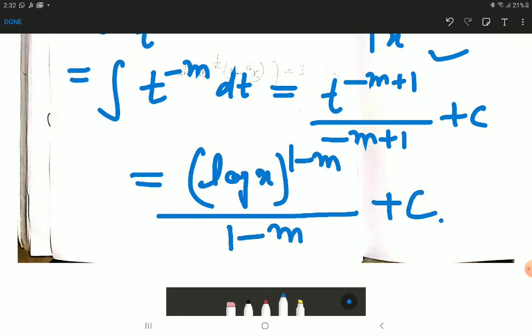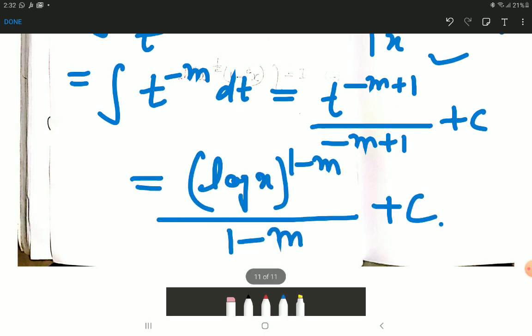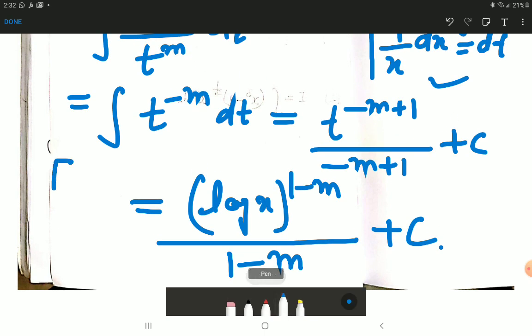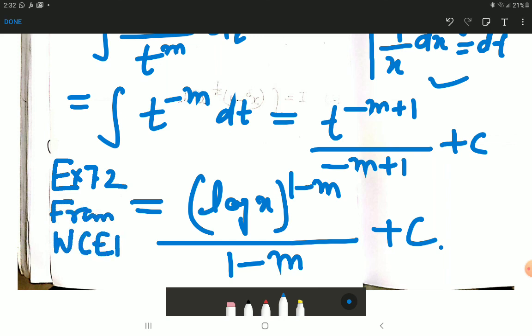So we have done a few examples also on substitution. Now you may try exercise 7.2 from the NCERT book. There you will find many questions as well as examples on integration using substitution. For more practice, you may consult the Maths Exemplar book also, as well as any other support material provided by your school.